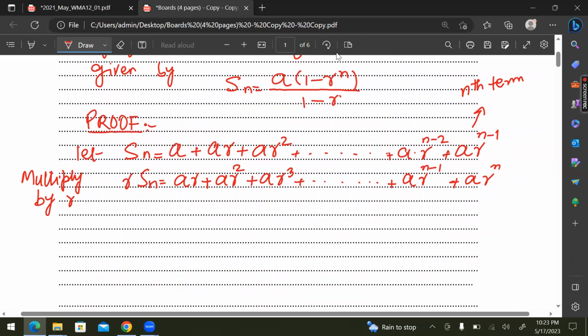I multiplied both sides by r. So the last term in this way is ar^n, because it is simple. If you are multiplying ar^(n-1) by r, we have the same base, so it is ar^(n-1+1), the 1s cancel. So we have ar^n. So this is the last term. In the same way, the second last term you can write by multiplying, and simplification gives you ar^(n-1). So here is the second step.